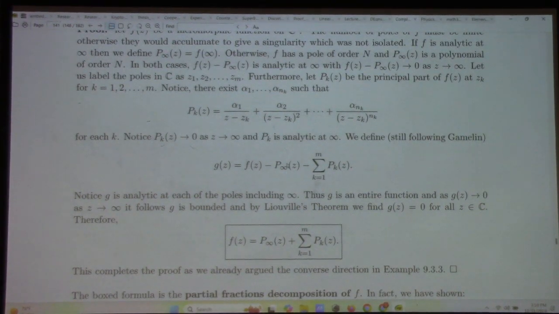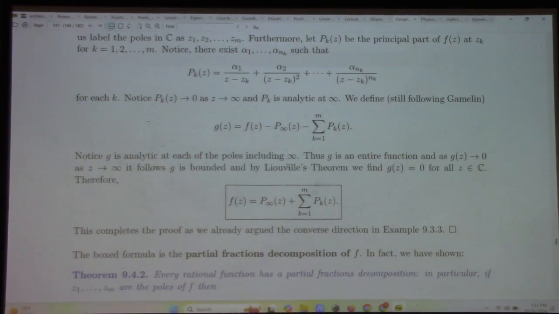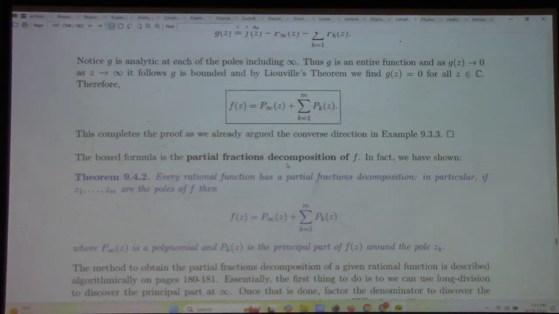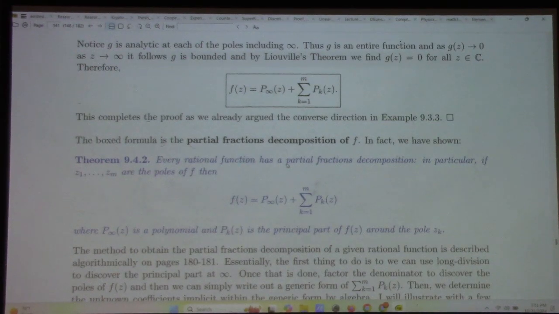So the proof pretty much just rests on a clever accounting of where the thing is singular paired with Liouville's theorem. But there it is. And this proves also that there is a partial fractions decomposition of a rational function. Every rational function has a partial fractions decomposition. And you can look at that partial fractions decomposition as a sum of a polynomial piece, plus parts which are singular.